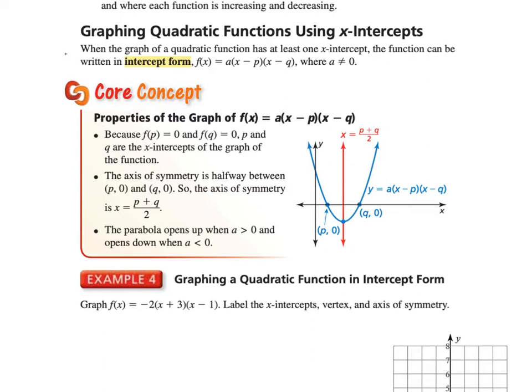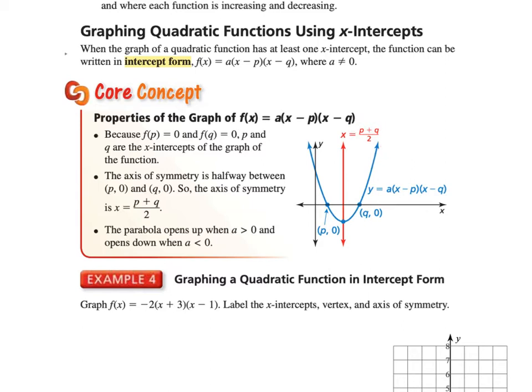Because when you plug p into the function, it gives you 0, or if you plug q into the equation, it gives you 0. These two are called x-intercepts. The axis of symmetry lies right smack dab between the two. So if this is p and this is q, your axis of symmetry lies right in the middle, and that's why p plus q over 2 is your axis of symmetry.